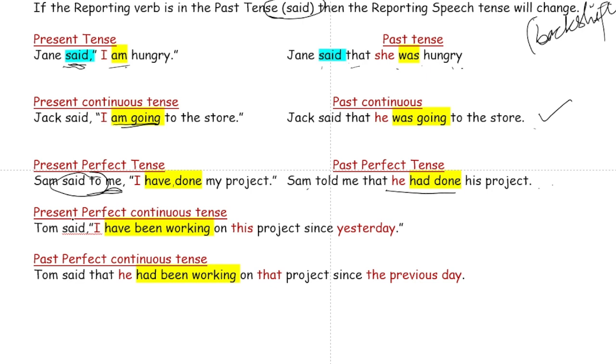If it is written in present perfect continuous tense, Tom said, I have been working on this project since yesterday. It will change into past perfect continuous. Tom said, comma will be removed, that. Who is I here? Tom. He. "Have been working" will change into "had been working", "this" will change into "that" project. "Yesterday" will change into "the previous day". I hope till here it is clear.